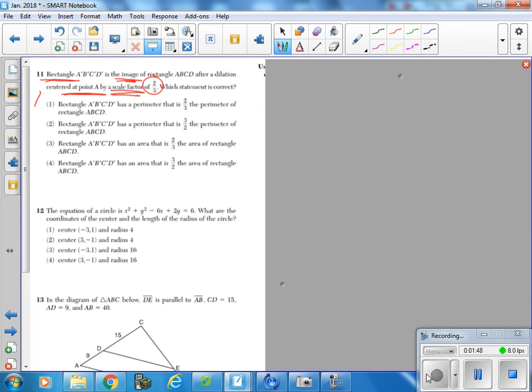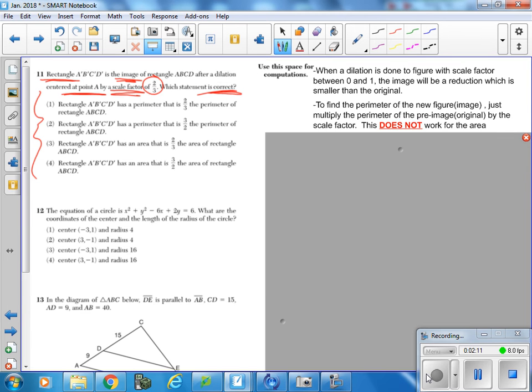Then they have 4 options here for what statement is correct. That means 3 of them are not correct, 1 of them is. On these tests, they like to throw in a question that says which is not correct, which means 3 of them are correct. But here they say which statement is correct, so that means 1 of these is correct. All right, so let's write down these notes here.